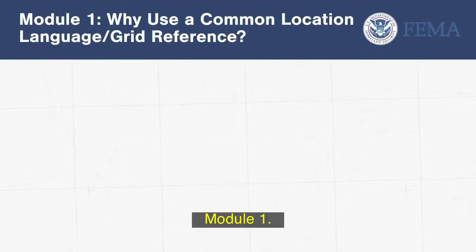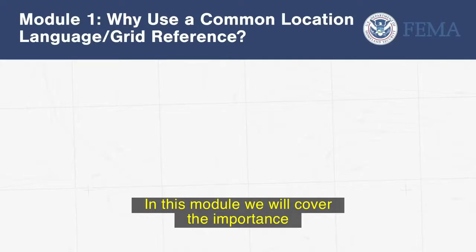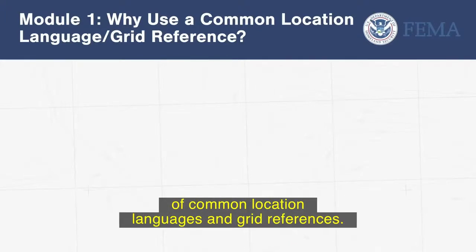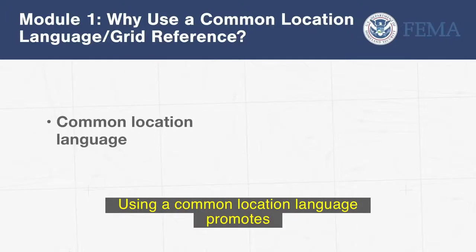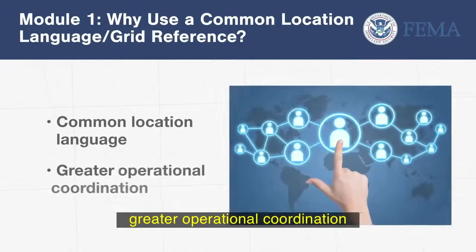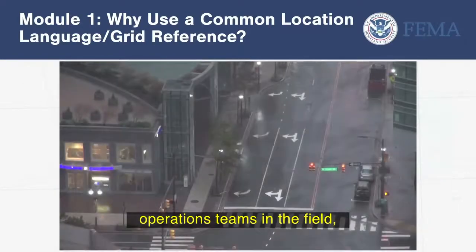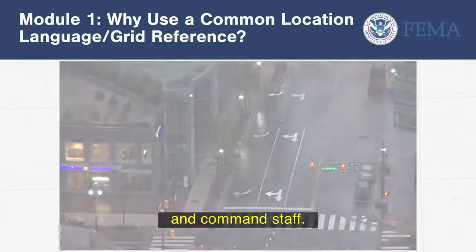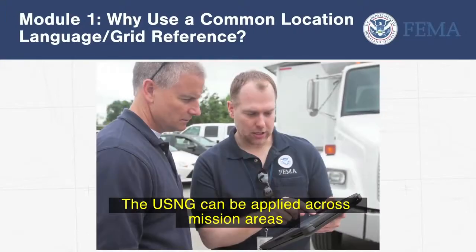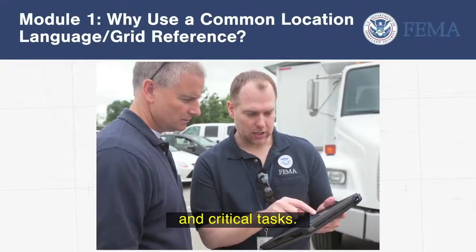Module 1. In this module, we will cover the importance of common location languages and grid references. Using a common location language promotes greater operational coordination across communities and disciplines, operations teams in the field, and command staff. The USNG can be applied across mission areas and critical tasks.